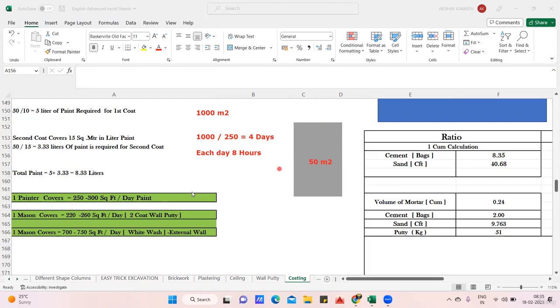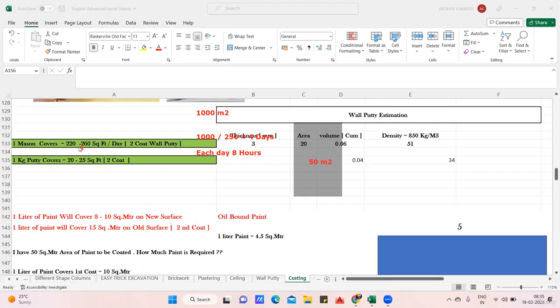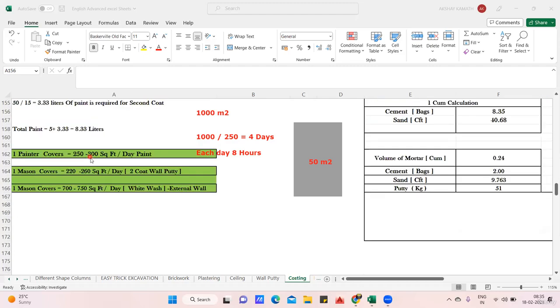Got it? Good. So this was about the paint. Second is wall putty. Wall putty, I think I already explained to you. Yeah, 220 to 260. This is not required, I'll delete it here.